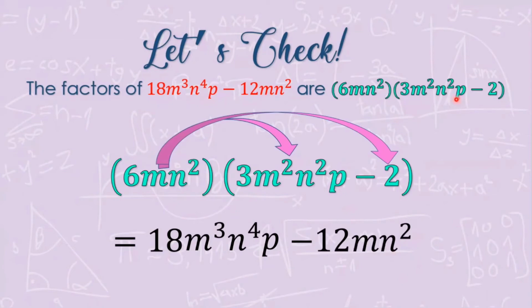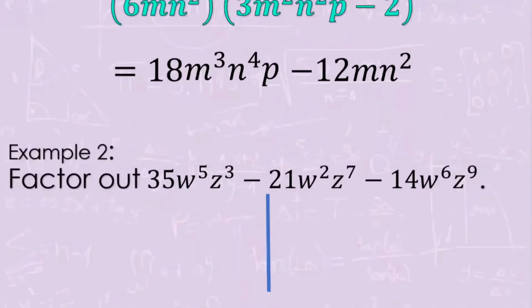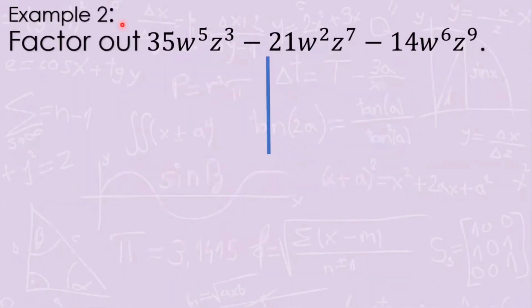Okay? Let's have another example. Let's try to factor out 35w to the fifth z cubed minus 21w squared z to the seventh minus 14w to the 6th z to the 9th power.